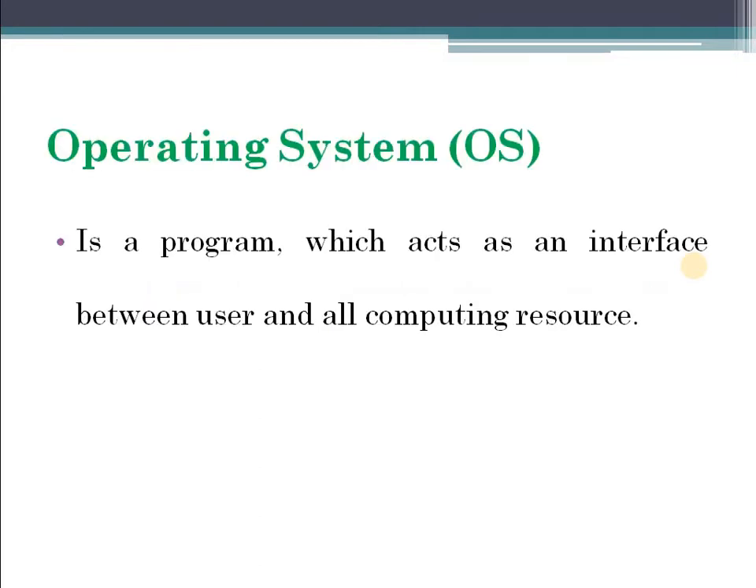And what is an operating system? In simple words, we can say that an operating system gives us an interface. Means the operating system is there to give an interface to the user so that the user can operate the computer, can operate the system, not only the computer, in a smooth, hassle-free manner. This is the role of the operating system. It is a program which acts as an interface between the user and all computing resources, means all the hardware available in the computer.